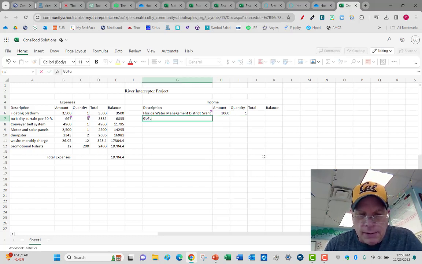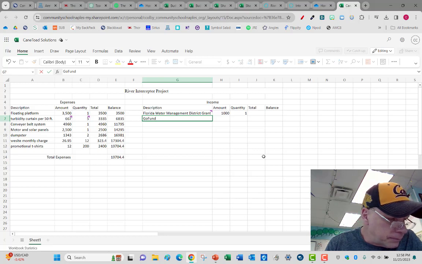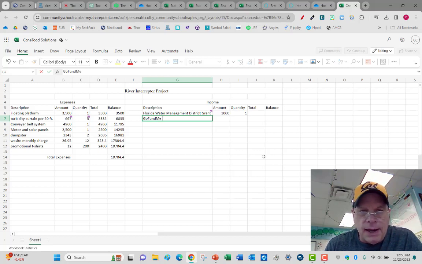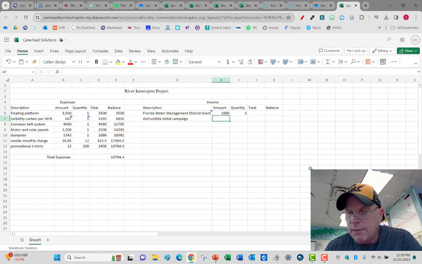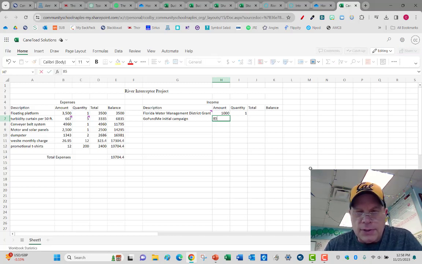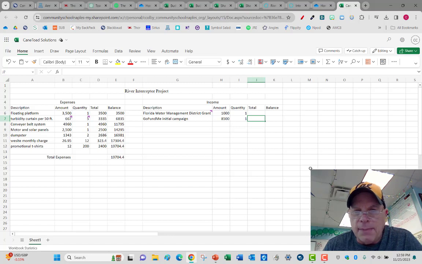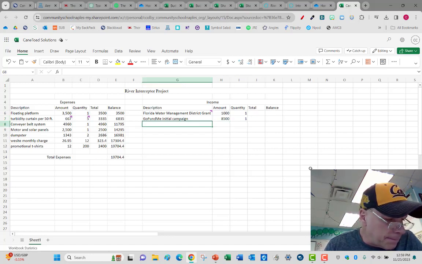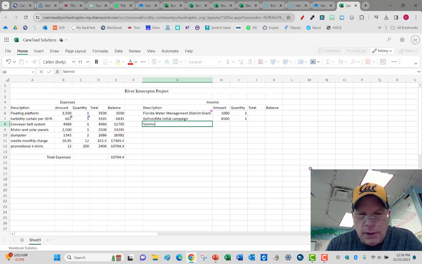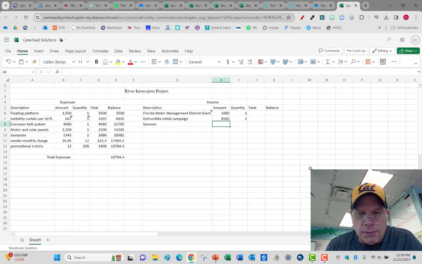Maybe you do a GoFundMe, a crowdfunding campaign like GoFundMe or some other crowdfunding source, initial campaign. So people that are interested in cleaning up plastic waste will contribute. Projected I would earn $8,500 from that. And that's quantity one, because I'm going to have one campaign. Some other, I projected I would have a private sponsor that would contribute $2,000 to this effort.